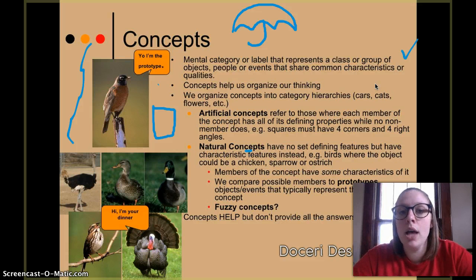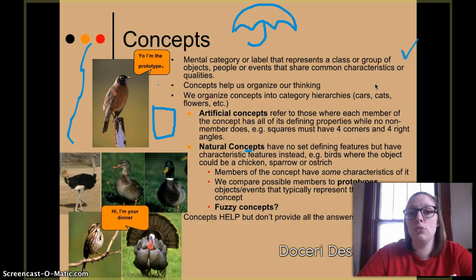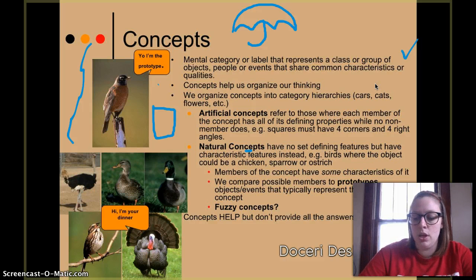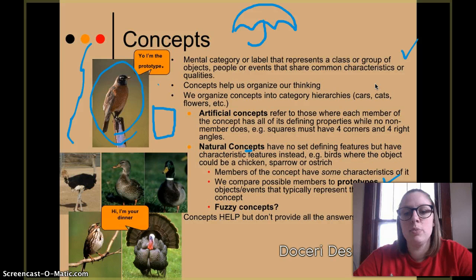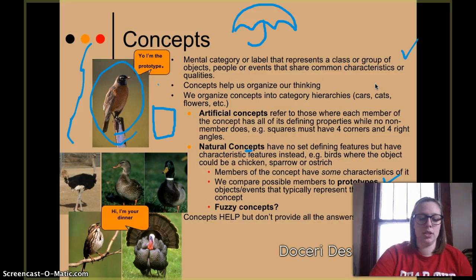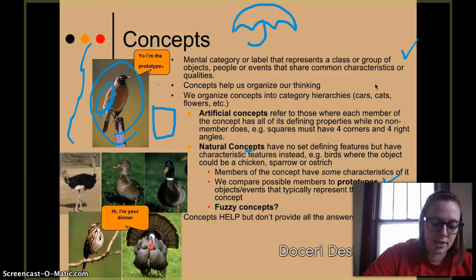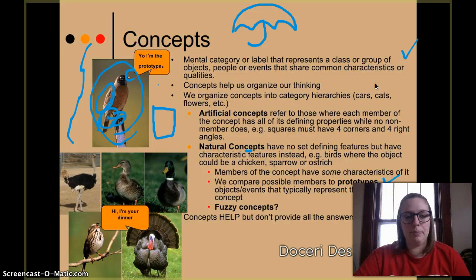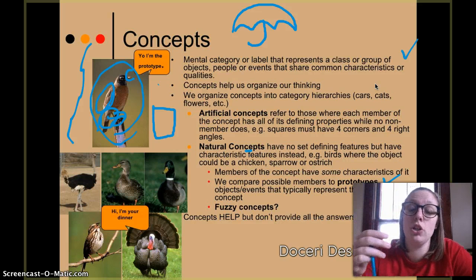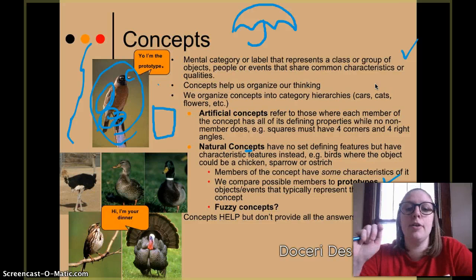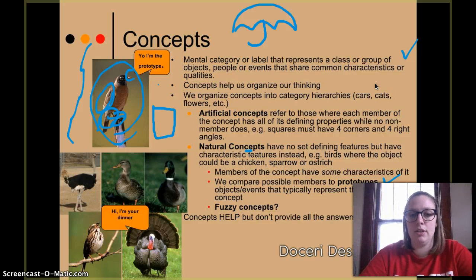So we compare possible members, entrants to this concept using the prototype. Now this guy over here would be our prototype. And then we find objects that typically represent the natural concept. So he's got wings, he has this nice tail back here, he's got a beak, right? He has 2 little legs, that sort of thing, covered in feathers. And then this guy becomes our prototype. Now everybody who satisfies those characteristics, whatever shape, color, size they are, meets that criterion.